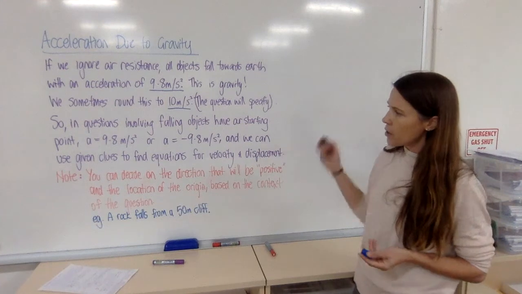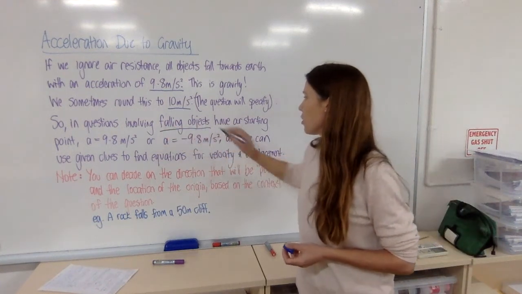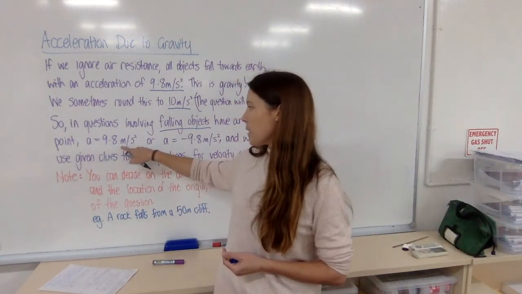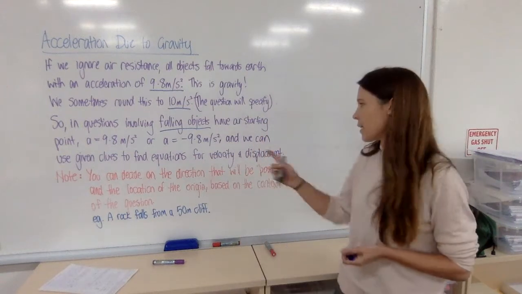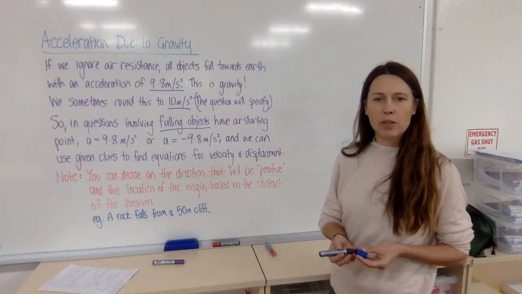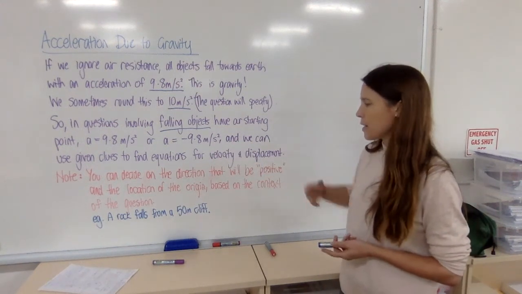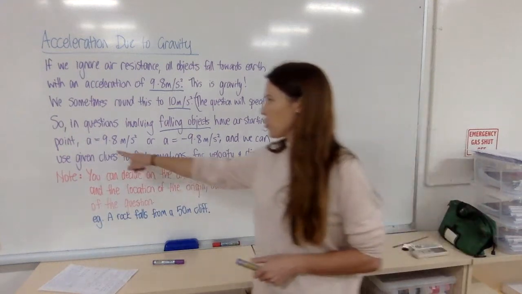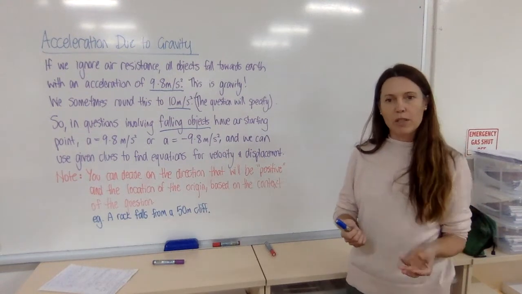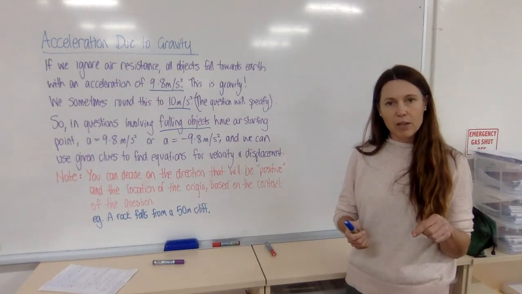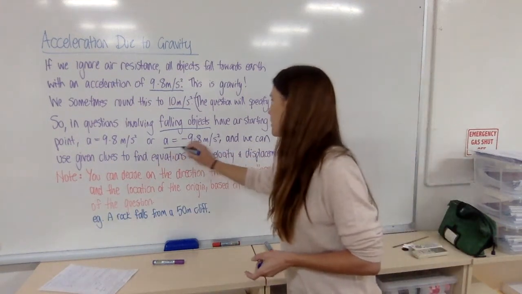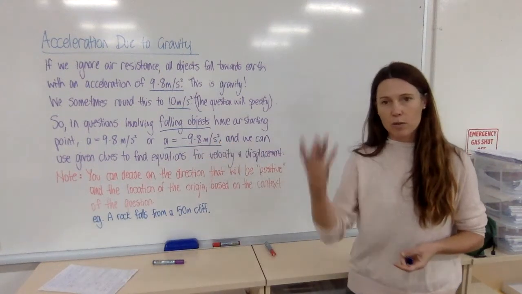So, in all of the questions that involve falling objects, we've got a starting point now. We can say that acceleration is 9.8 metres per second squared, or we can say it's minus 9.8 metres per second squared. And we can use the given clues to find equations for velocity and displacement. Now, why can we choose whether to call it positive or negative? It makes sense that if something's falling towards the Earth, then the velocity will be negative. So the change in velocity over time should also be negative.